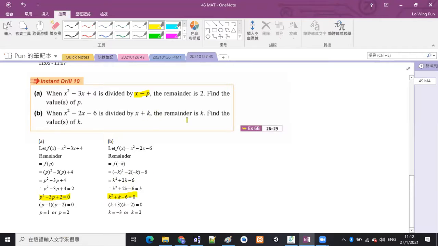But the question tells us that the remainder is equal to k. So we put our remainder equal to k, and then move all the terms to the left-hand side to form a quadratic equation in general form, such that the right-hand side is equal to 0. Then you may use the calculator or the cross method to find the two values of k. They are negative 3 and 2.